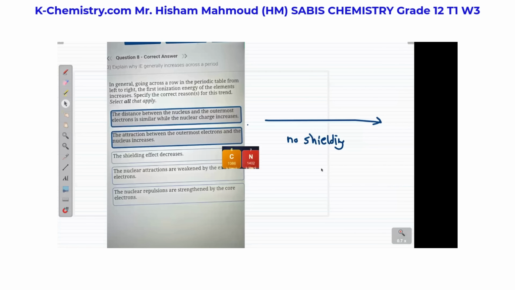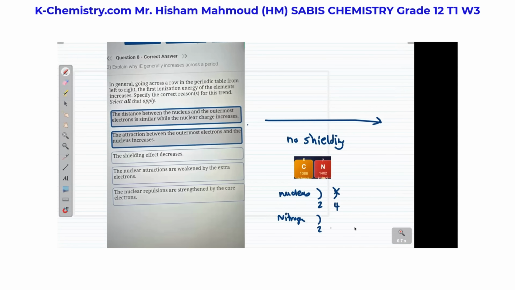They are both on the same period. So the carbon, there is the nucleus, 2 electrons, and 4 electrons, and this is the outermost. The nitrogen, there are 2 electrons and 5 electrons. Can you see the difference between the outermost electron shell and the nucleus? Is it the same? Yes, it is the same. There is no shielding difference. Can you see the difference in distance?